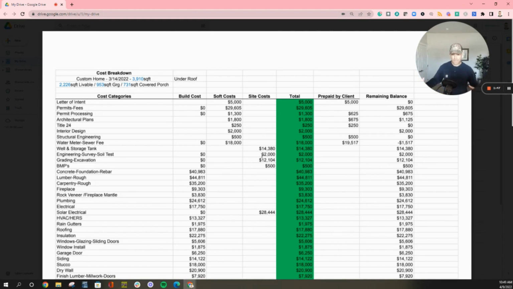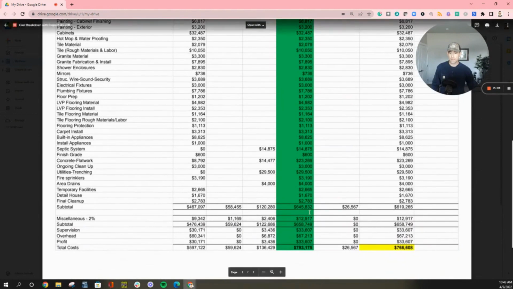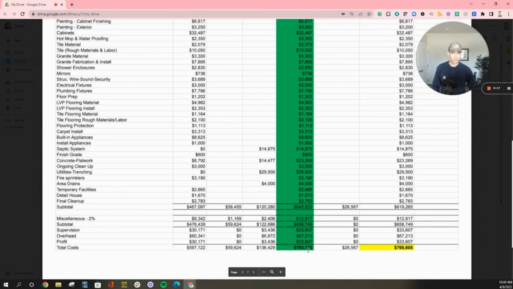BMPs for soils management. And we'll put solar under there too. A lot of times solar could go under the house, but the way we have it structured, we put it underneath site costs. But you get a total here of all of these line items that go across the board, and they go in this total column. And at the bottom, you end up having a number. You've got your subtotal. You'll put your contingencies in here. And then you'll have supervision, overhead, and profit. And you come up with a bottom line number. So say this particular number here is $793,175.